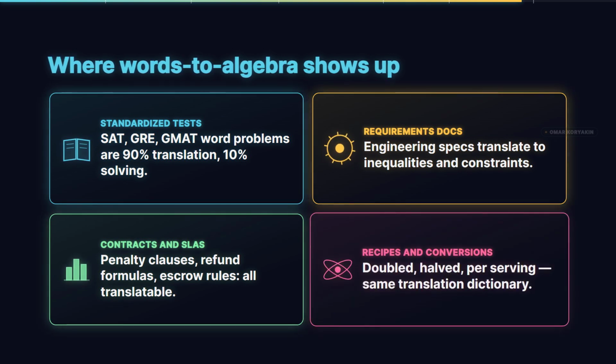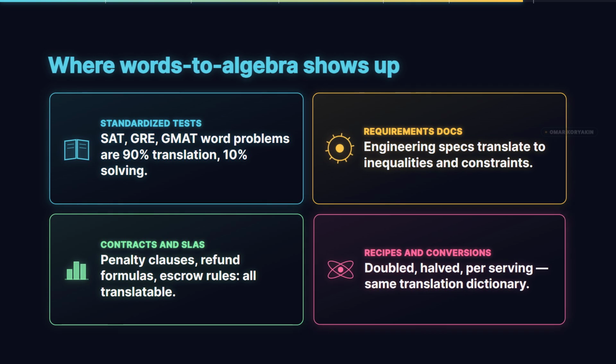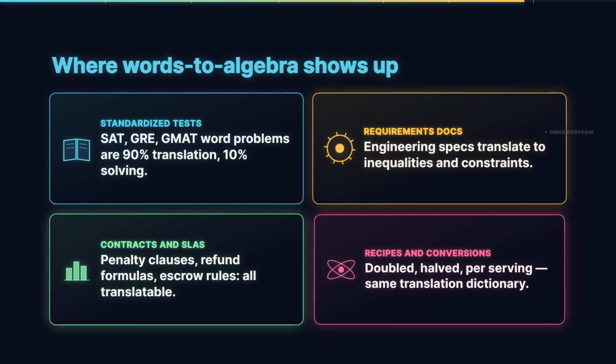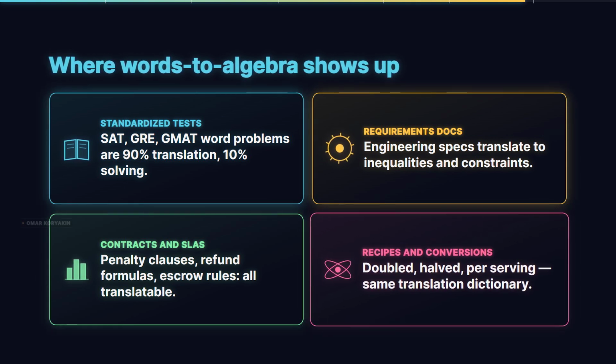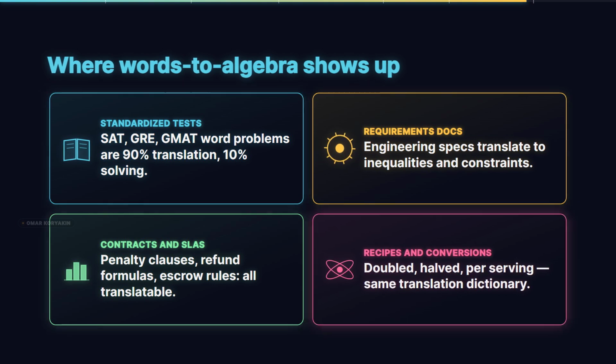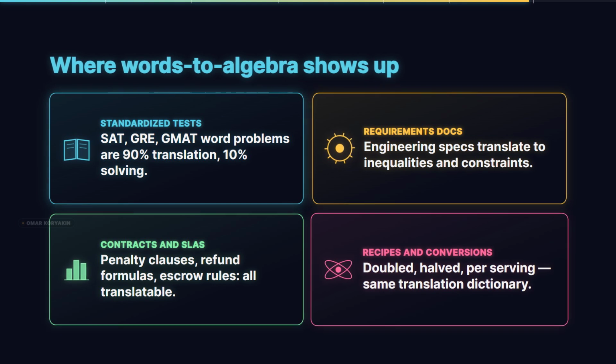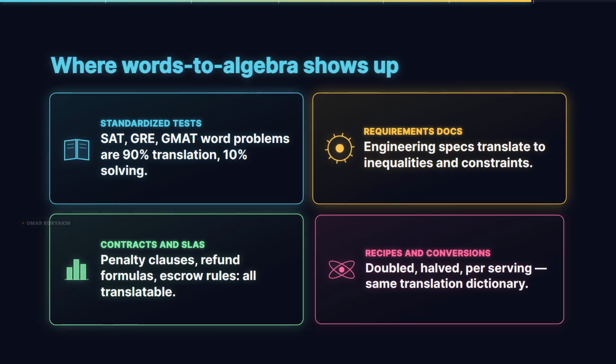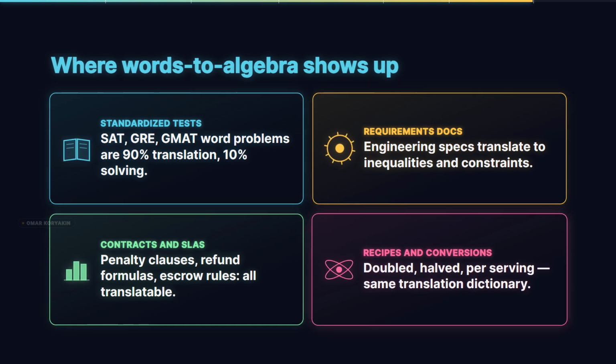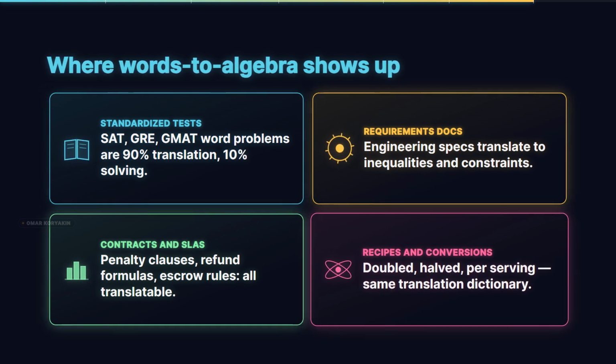Even in everyday life, recipes use translation: doubled, halved, per serving, total yield. Kitchen calculations, hardware store conversions, and budget planning all use the same keyword dictionary you are memorizing today. The skill scales from grade school word problems to billion-dollar contracts, and the dictionary stays the same throughout.